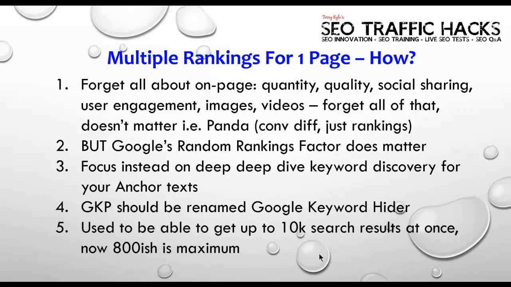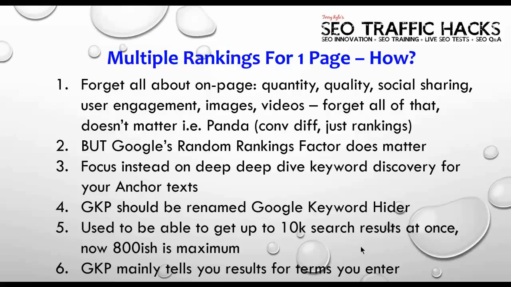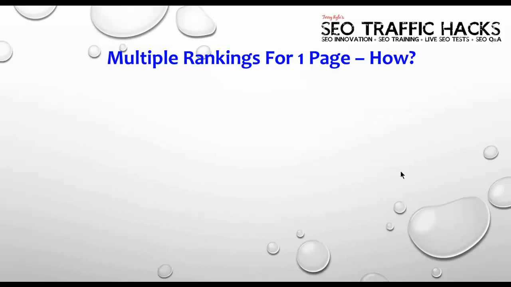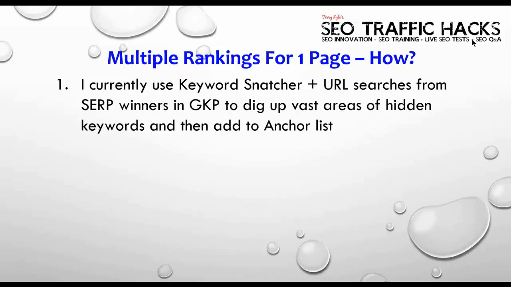So the Google Keyword Planner mainly just tells you results for the terms that you enter, but that's not the best way to use it, as I'll show you in a moment. What I currently use is Keyword Snatcher, which I think is a Jonathan Leger tool, and this isn't an affiliate promotion for him at all. If you go there and buy it, I get absolutely nothing.